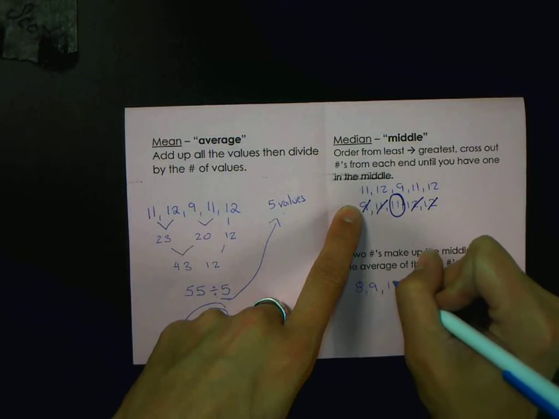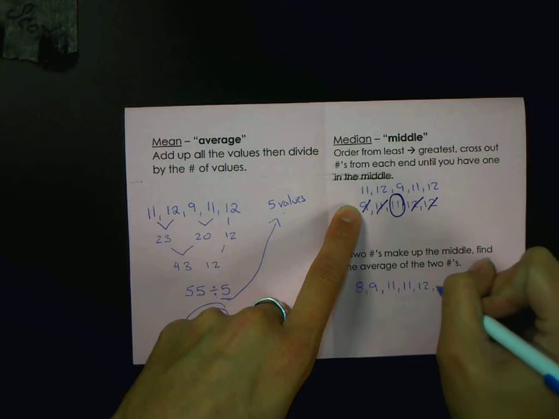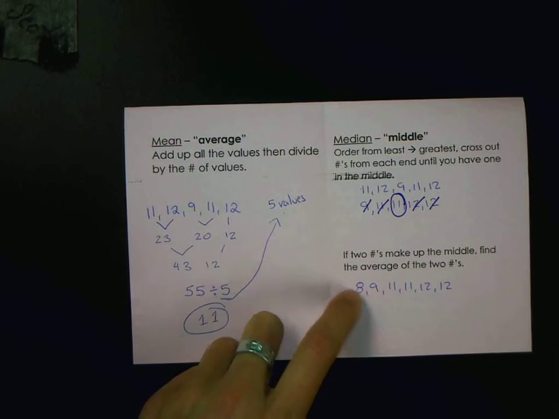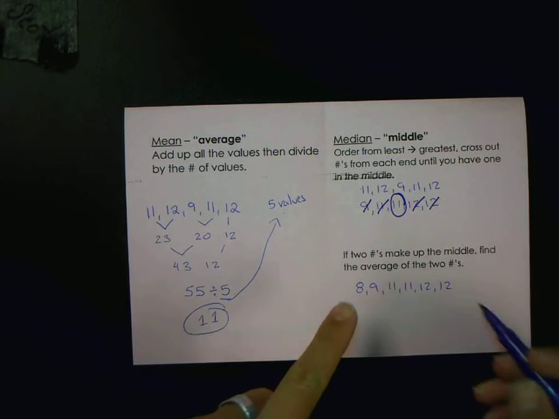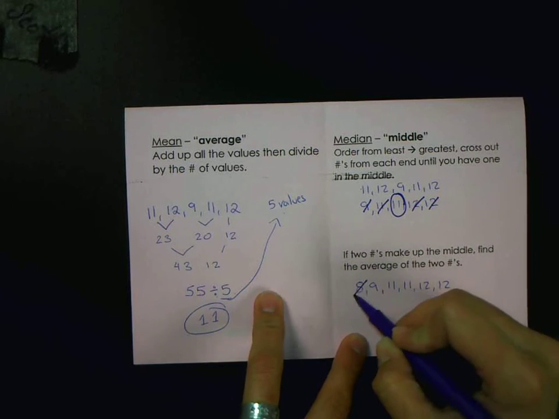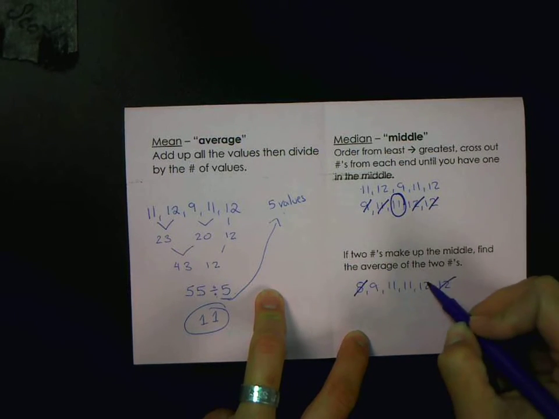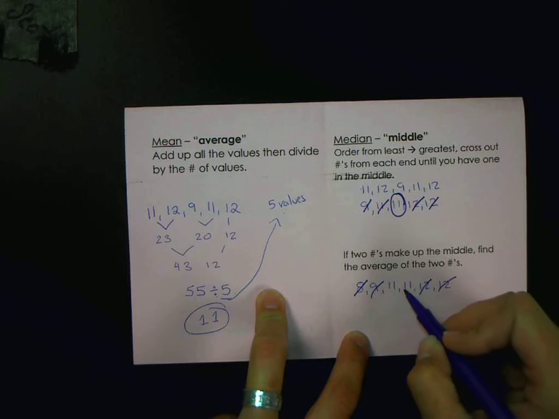I'm going to start from the outside and work my way in. So I'm going to cross out from the outside. No middle yet. Cross out, cross out. Okay, I'm left with 2 in the middle. So I want to find the average of the 2. Remember, average, it's the mean. I want to add up those values, then divide by the number of values.